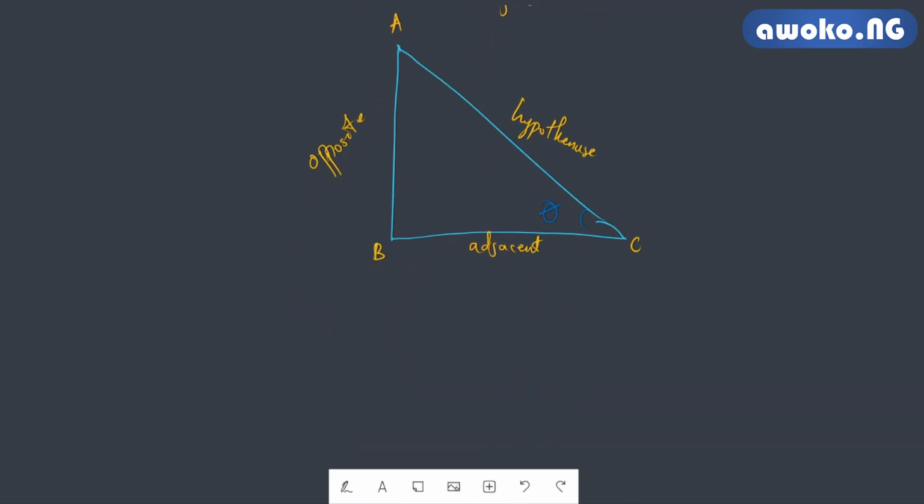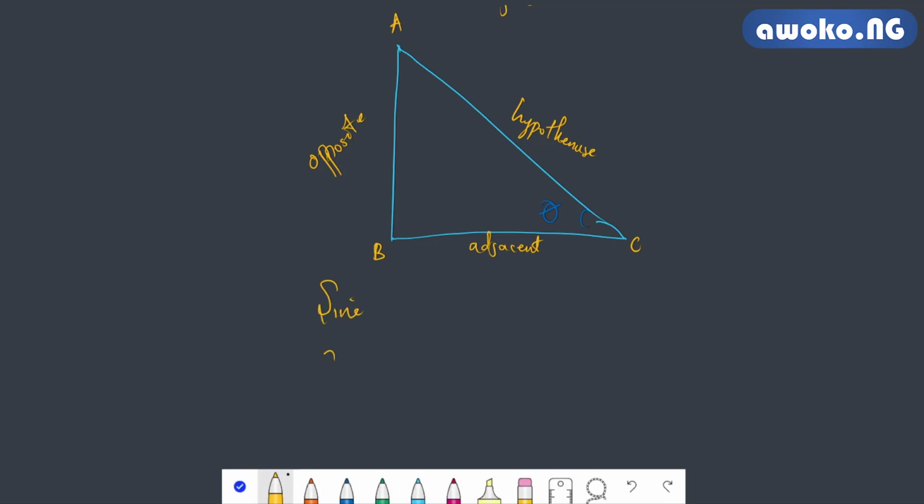Now the three basic trigonometric ratios are the sine, cosine, and tangent. These are the three basic trigonometric ratios that we have, and their short forms are written as sin. This is sine, not sin. Is that okay? And this is cos, while this is tan. So instead of writing sine 30, we'll just write sin 30. Is that okay? Instead of writing cosine 30, we write cos 30, and so on and so forth.